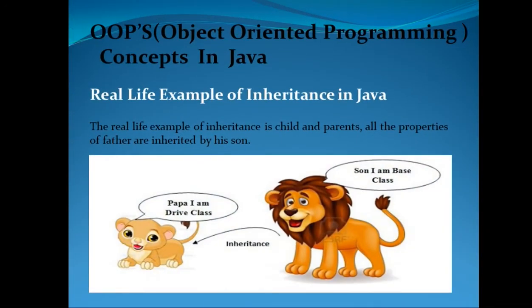So let's discuss a real life example of inheritance in Java. The real life example of inheritance is a child and parent. All the properties of the father are inherited by his son. As you see in this diagram, there is a lion which is the father. That means he says, son, I am the base class, and there is a child of the lion, and he says, papa, I am the derived class. So the child inherits the properties of the lion, and it also has its own properties. So this is the real life example of inheritance.